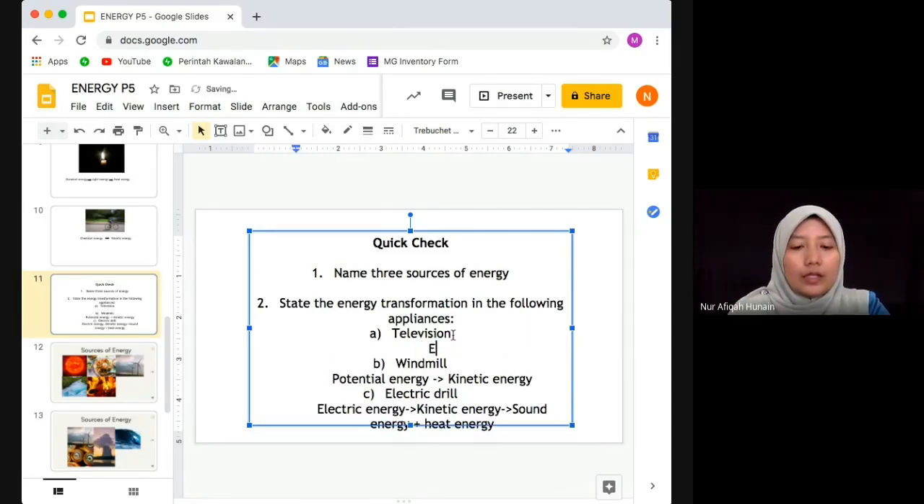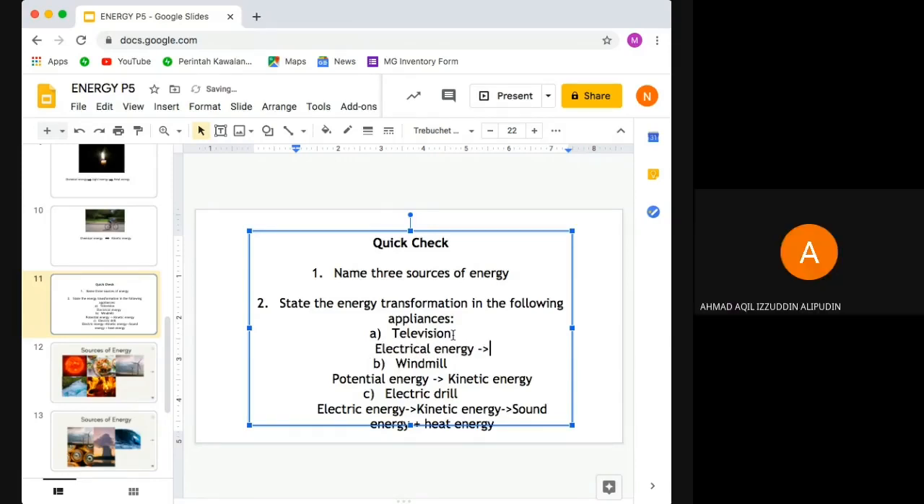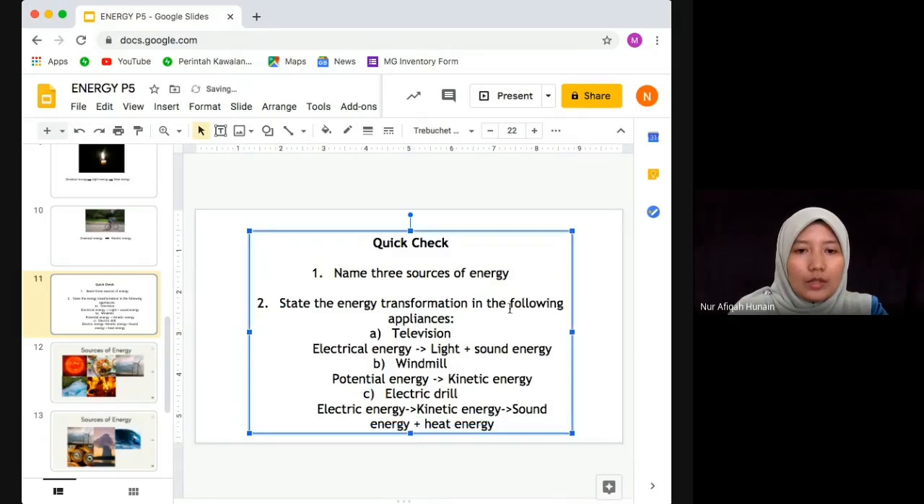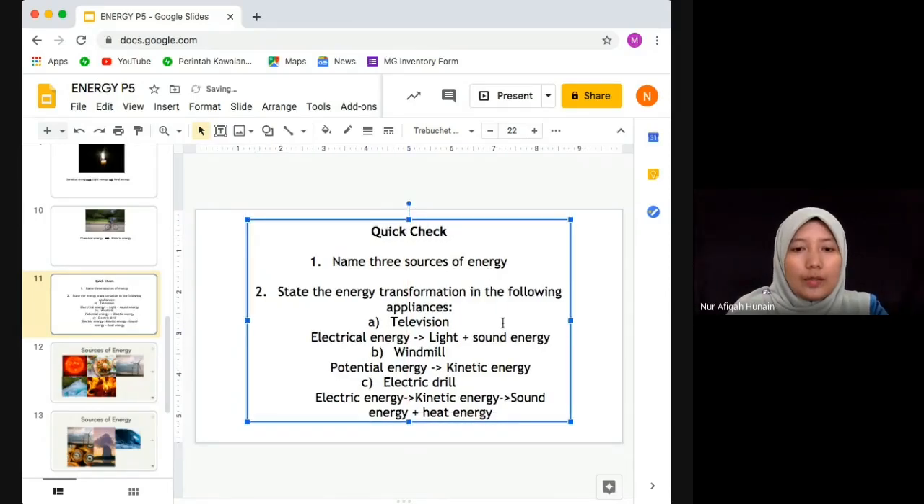Okay, and the television. Electrical energy goes to light plus sound energy. Okay, this one I need to check again. Light plus sound too. But the energy transformation is correct, from electrical energy to light and sound.